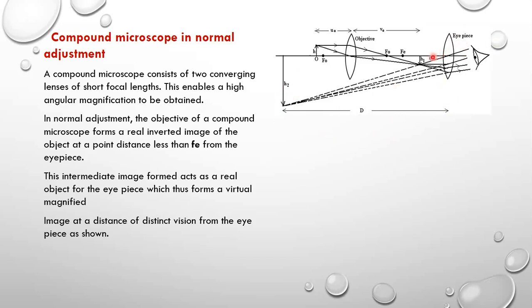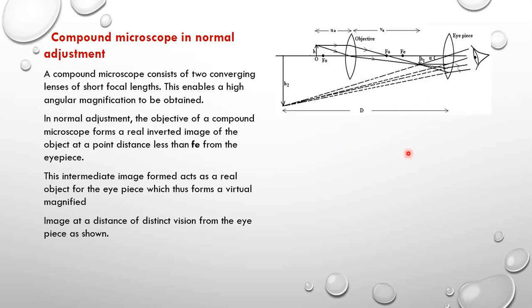So when we look at this, the angular magnification can be got for this compound microscope in normal adjustment. Let us try to derive that angular magnification. First of all, angular magnification is defined as the ratio of the angle subtended by the final image onto the eye when using an optical instrument to the angle subtended by the object onto the unaided eye.